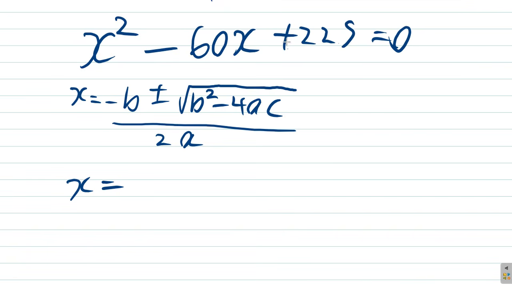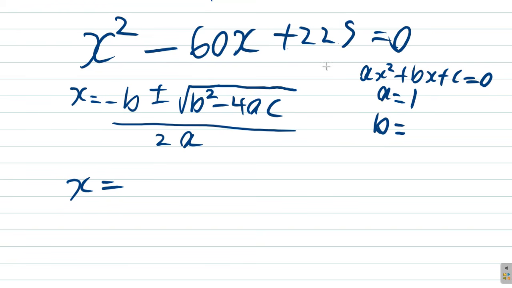You have to identify what a is, what b is, what c is here. Remember, the general form of the equation is ax squared plus bx plus c equals 0. Now, the number that multiplies x squared is a. What is a? It is 1 because it's really 1x squared. So a is 1. What is b? Which number multiplies x? Well, it's not 60, it is negative 60, because this can be written as plus negative 60x. So b is negative 60. Now c is, of course, 225.